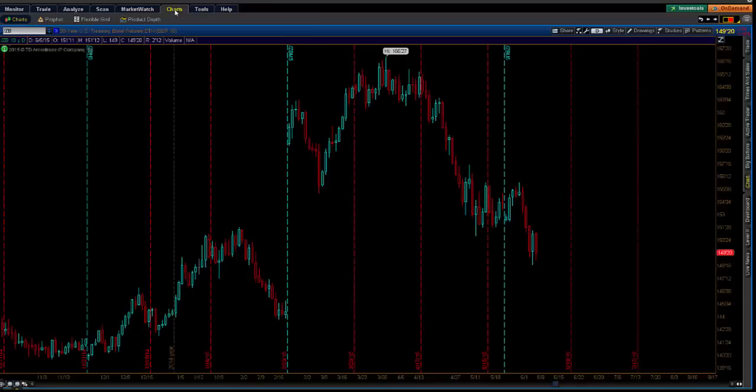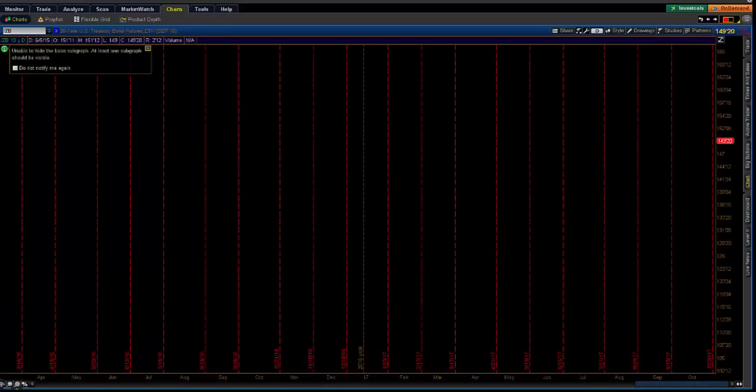Bonds. Let's go to bonds. Now for this, I want to open up two windows, which I think I already have open. Okay, good. So I'll link this one. This one I want to put TLT.